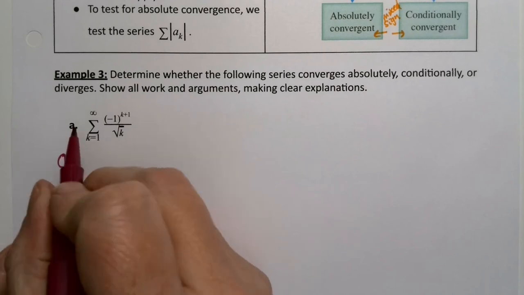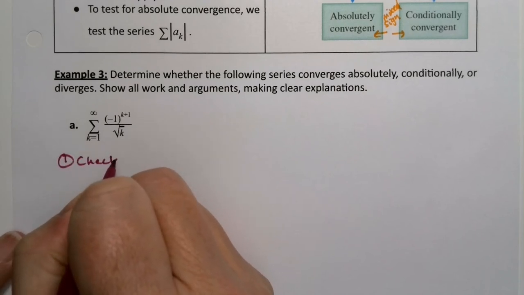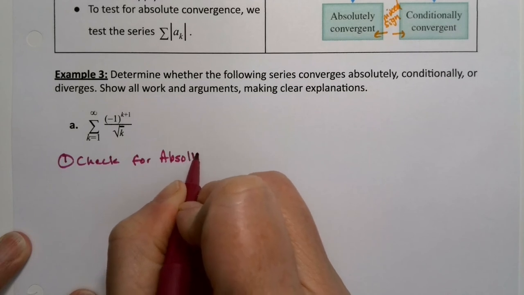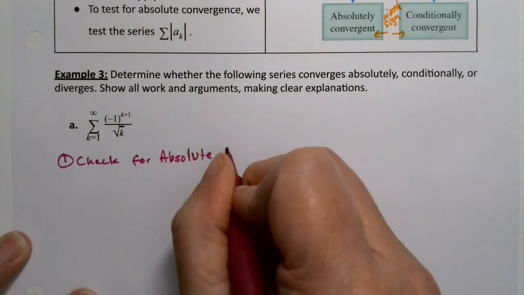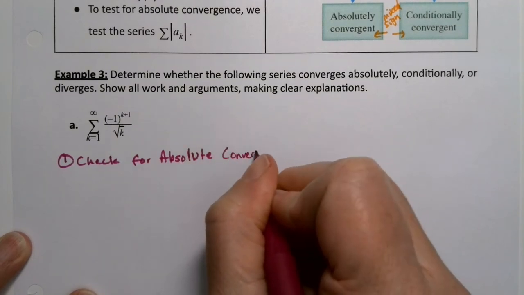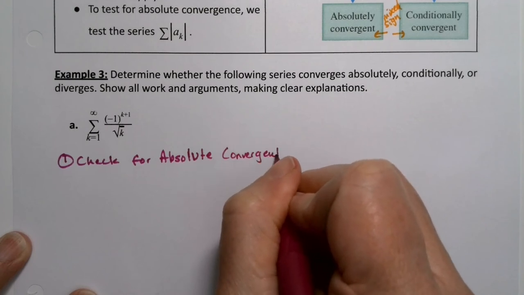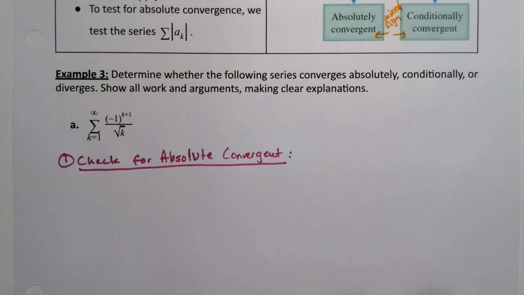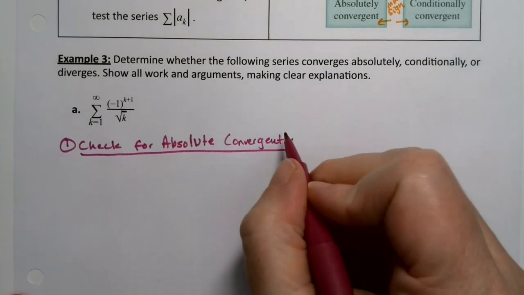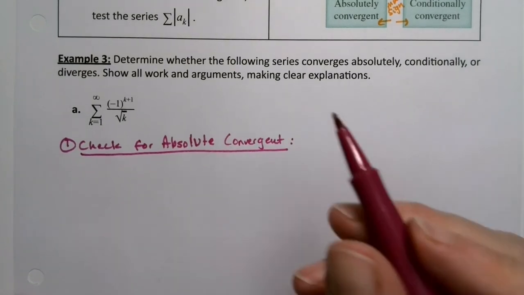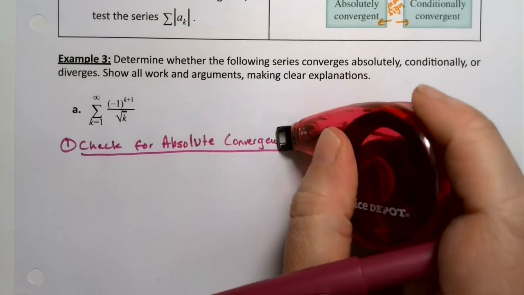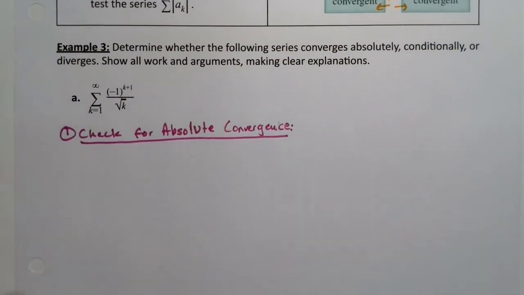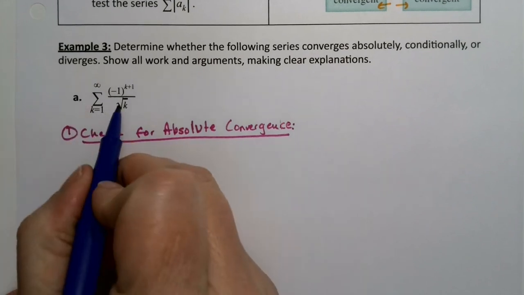So step one, we want to check for absolute convergence. Let's see if we can get absolute convergence, because if we can, then we're done and we don't have to do anything more, because absolute convergent means convergent. Wonderful. All right. Check for absolute convergence. Convergent. I should put a CE on that. All right. So we want to take the absolute value of this series.